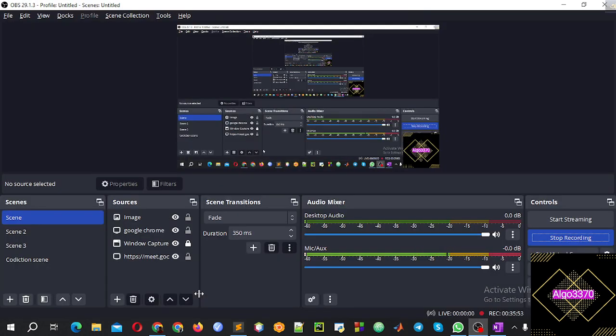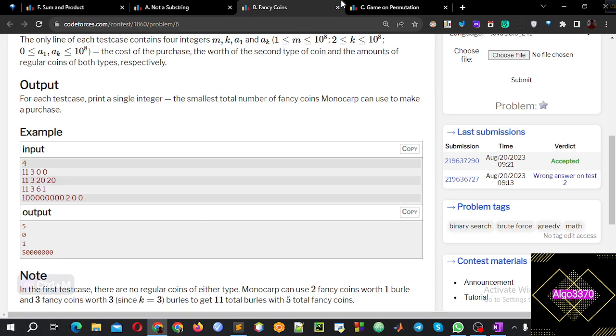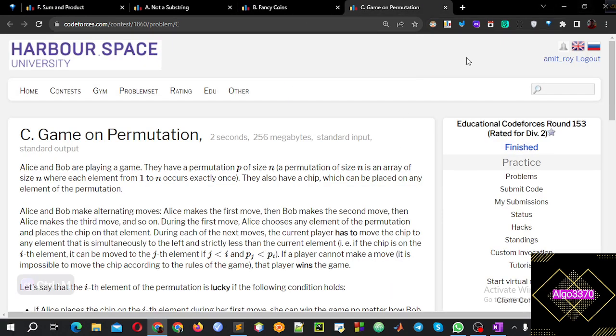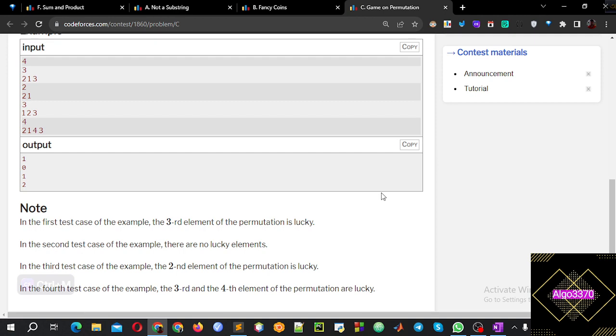Is it recorded? Now I will try to discuss problem C from this contest. This problem C was much easier than problem B. Problem B is also easy, but you just need to create some equations and find some points. Problem B has a few tricky points, but problem C is a straightforward solution. What is the solution?